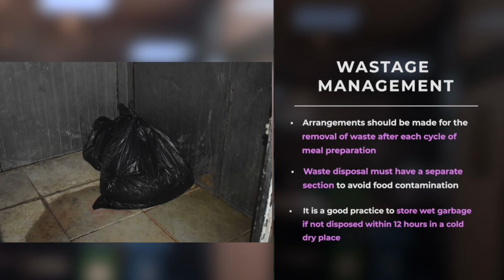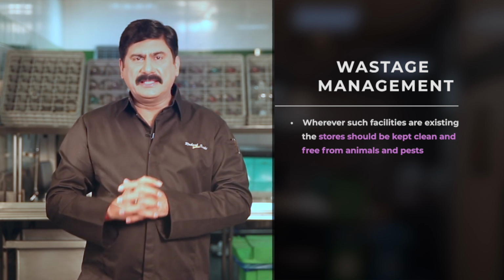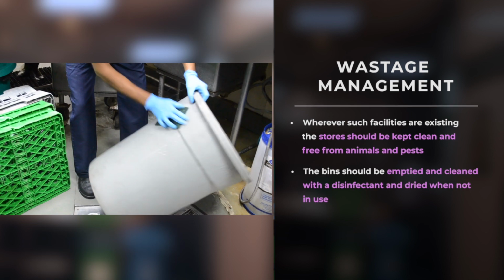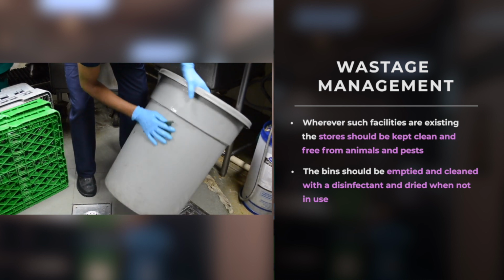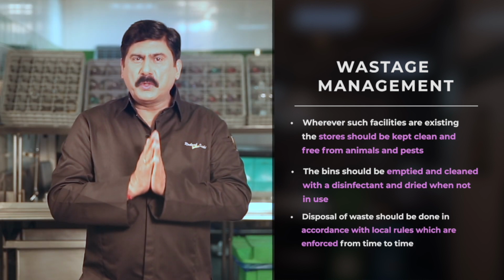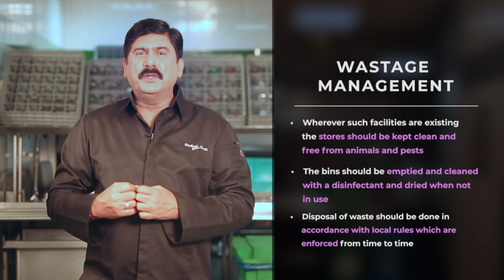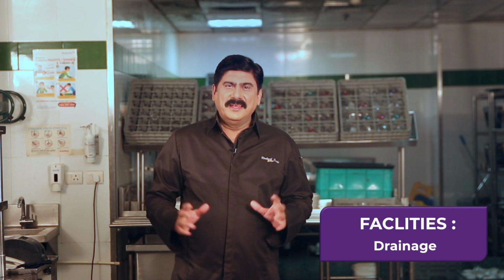It is a good practice to store wet garbage, if not disposed of within 12 hours, in a cold dry place. Wherever such facilities exist, the store should be kept clean and free from animals and pests. The bins should be emptied, cleaned with a disinfectant and dried when not in use. Disposal of waste should be done in a hygienic way in accordance with local rules which are enforced from time to time. Lastly, drainage. Effective cleanliness and safe disposal of waste is very important to ensure food safety.